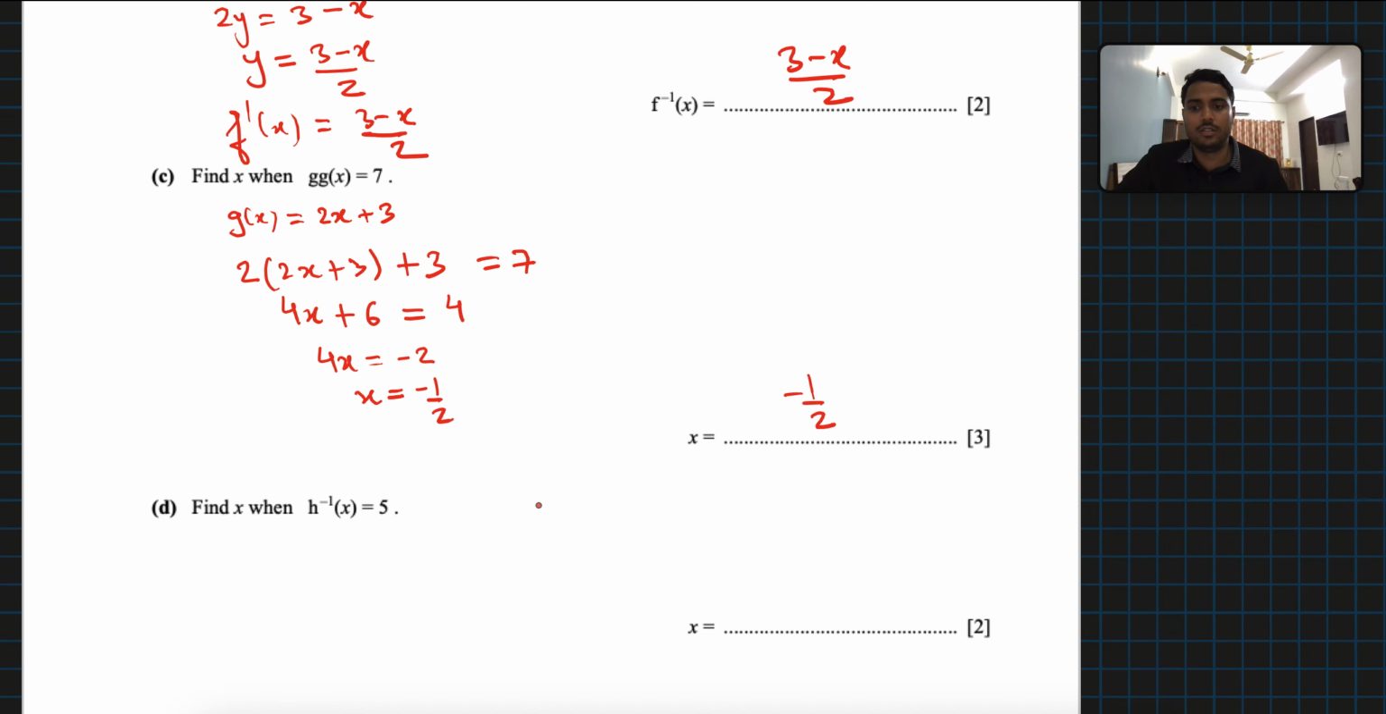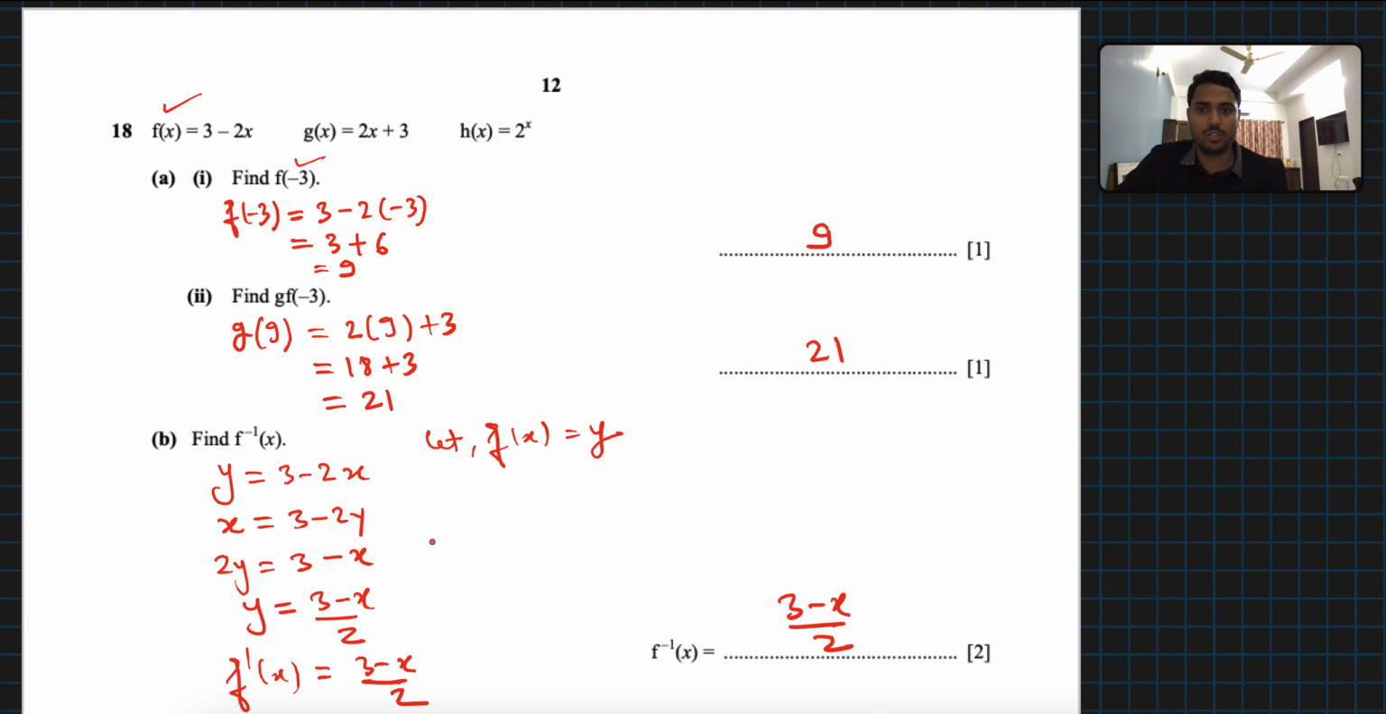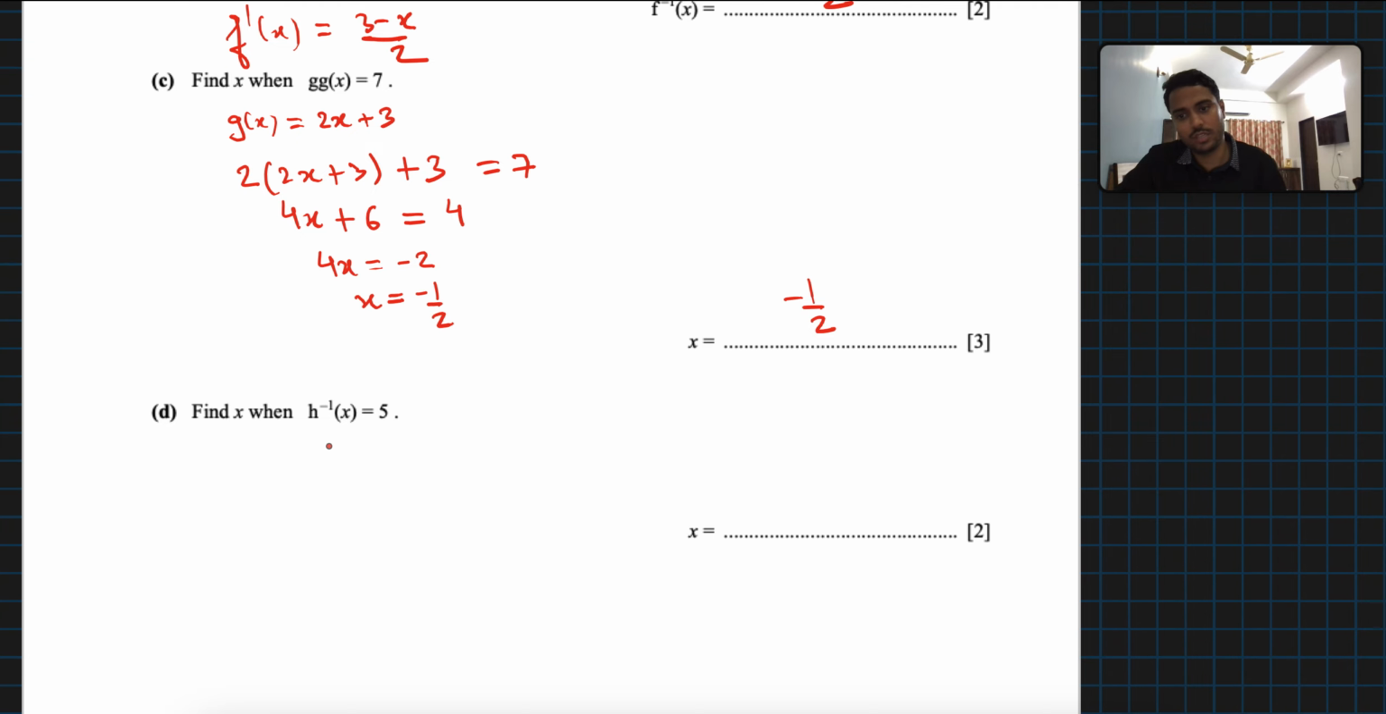Let's move on. Part D, it says find x when h inverse of x is 5. What is h of x? H of x is 2 raised to x. So see, h of x is 2 raised to x, and it says h inverse of x is 5, find x. So we can apply h on both sides. So h inverse of x equals 5, we can write h of 5, hence this and this will cancel out, x equals h of 5.